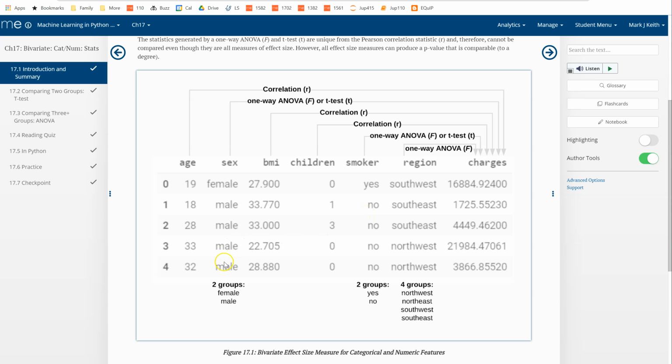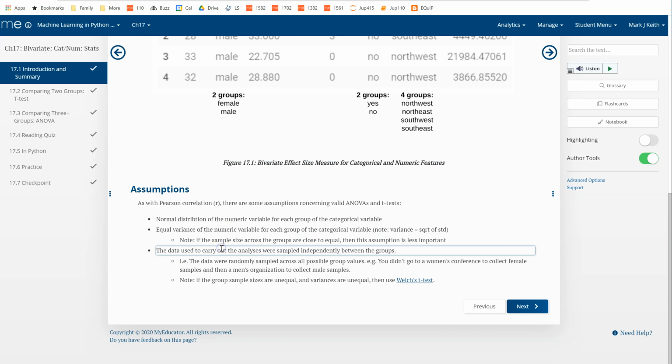Or I guess an example would be... actually, let's dive in, and I'll give you some examples as we go along.